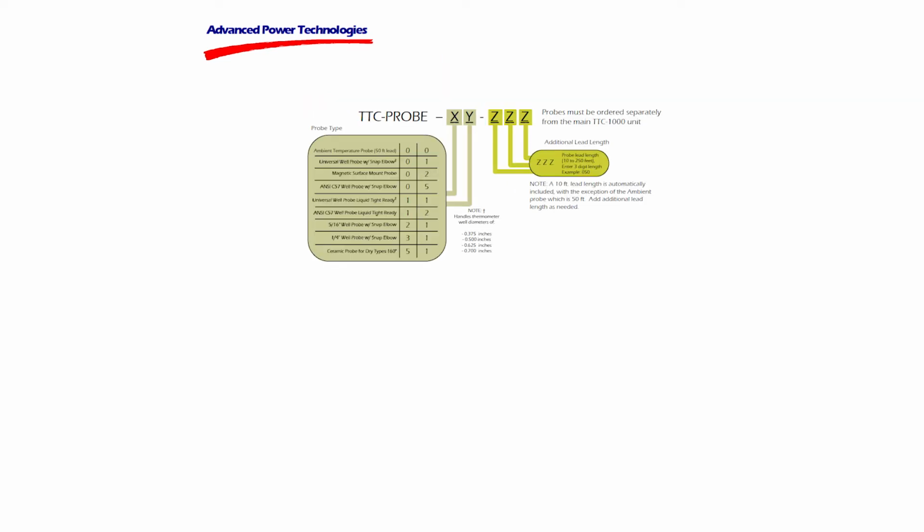Now we will look at the model option table for the temperature probes. Note that probes for all APT devices will carry this same TTC-probe part number format. The ambient temperature probe remains the same throughout all applications aside from a changeable lead length, which will be discussed later. For the liquid temperature probes, there are several options, mainly between probe size and fitting.